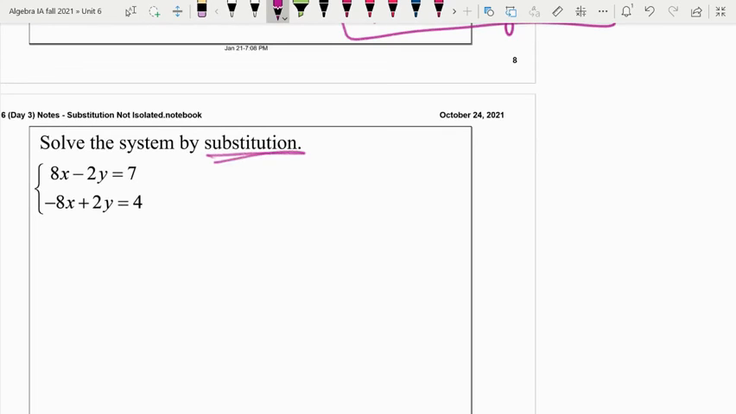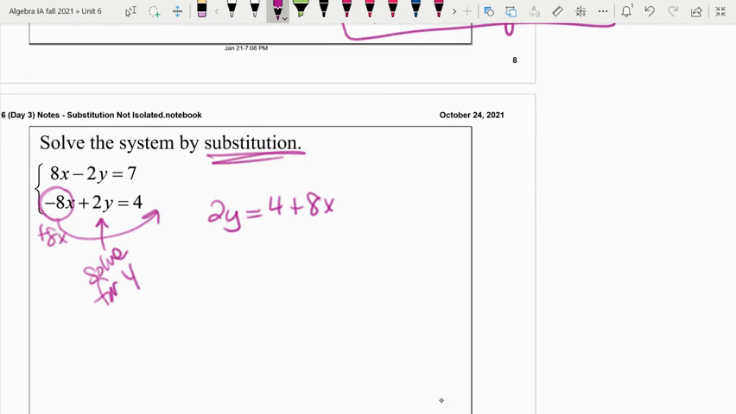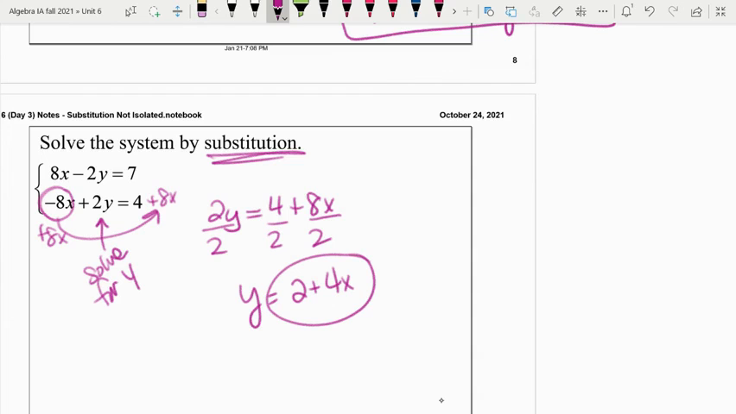All right, solve by substitution again. I'm going to take this equation and solve for y. We could solve for 2y, but let's just solve for y. So I can say 2y equals 4 plus 8x. So if it's a negative 8x here, when I move it over, it becomes positive 8x. So I'm adding 8x to both sides. Divide everything by 2. So y will be 2 plus 4x. Circle this, substitute this in for that y.